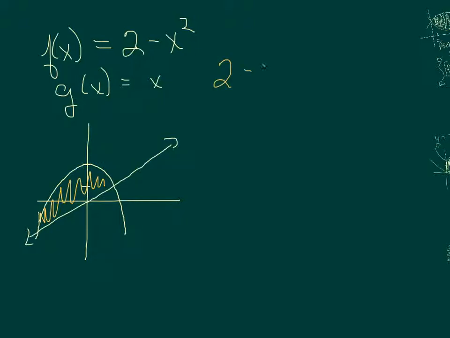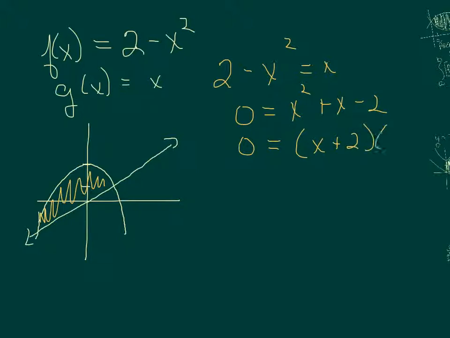So 2 minus x squared equals x. And I'm going to go this way: x squared plus x minus 2. Factor. So x can be -2 or x is 1. See, because I drew this, I wouldn't really be able to tell exactly where they intersect unless I actually set those functions equal to each other.